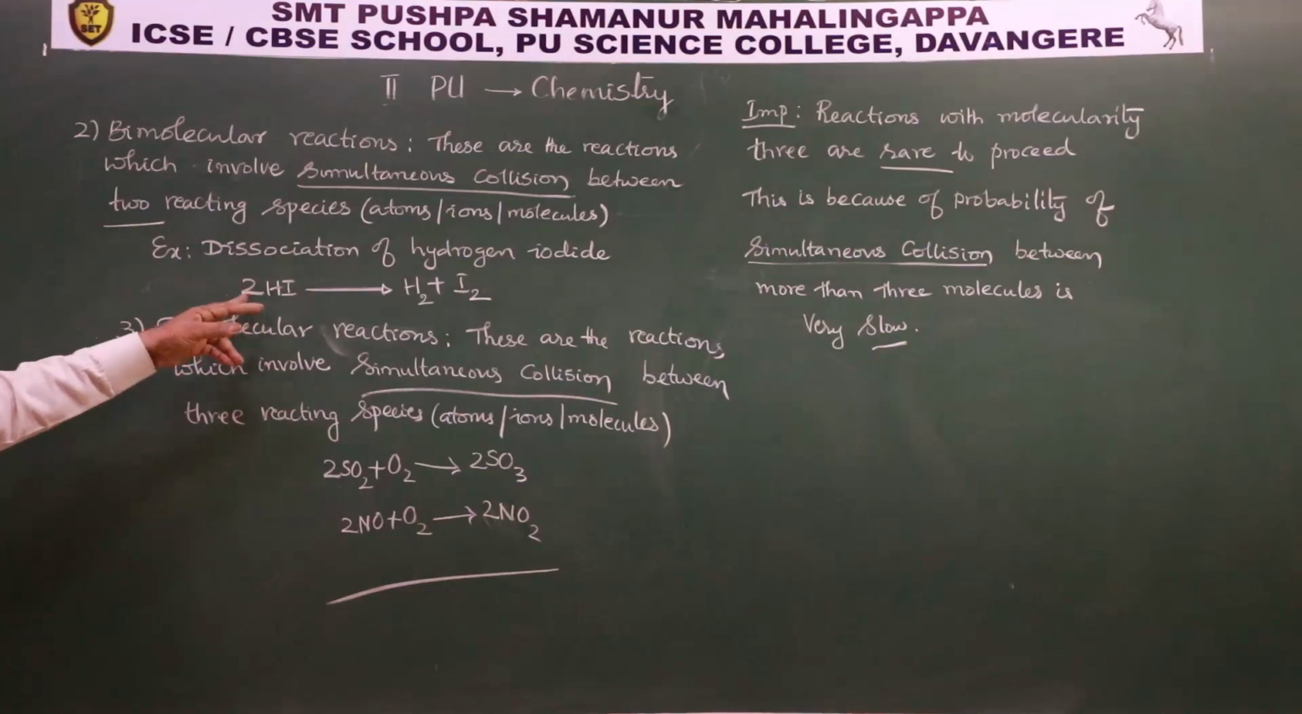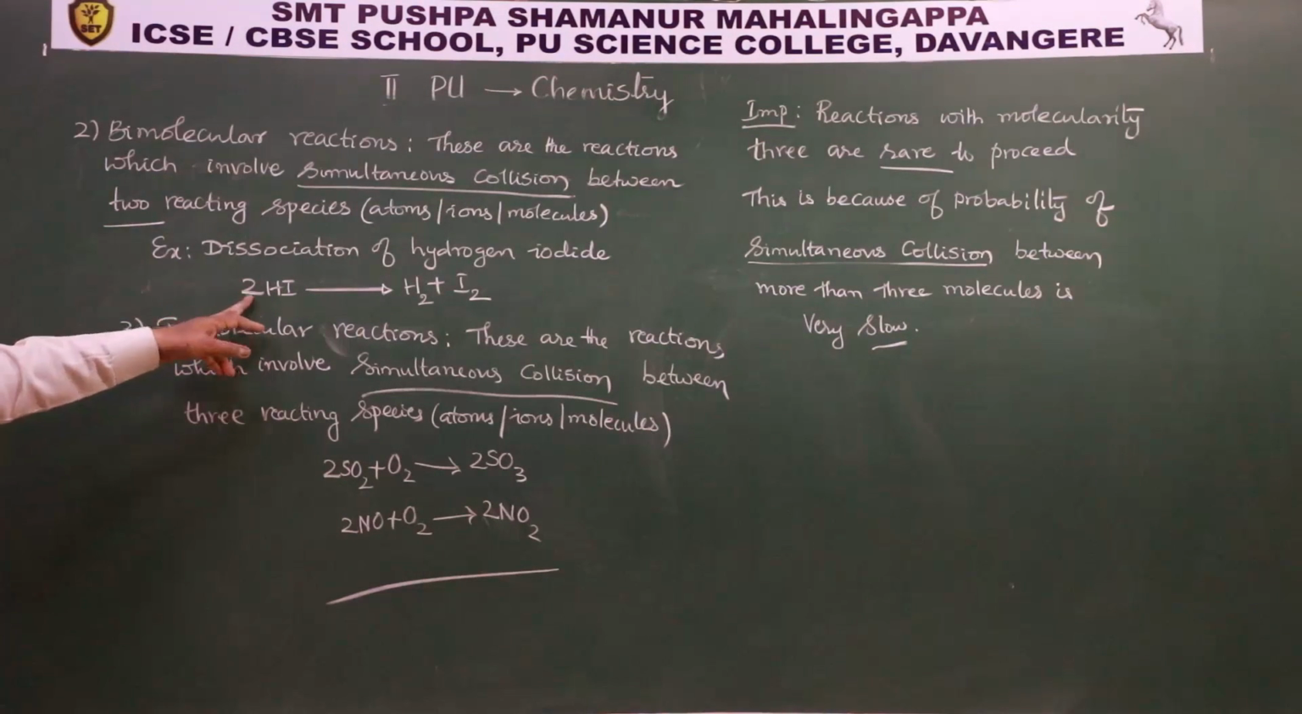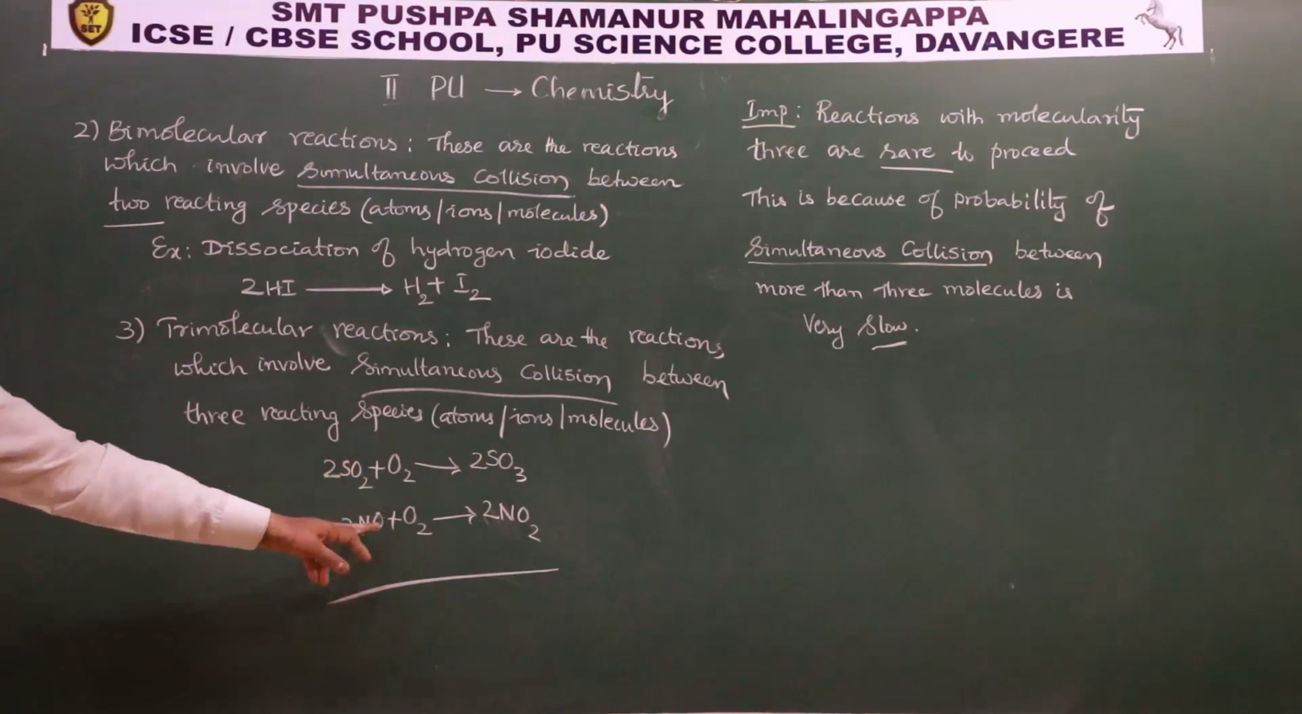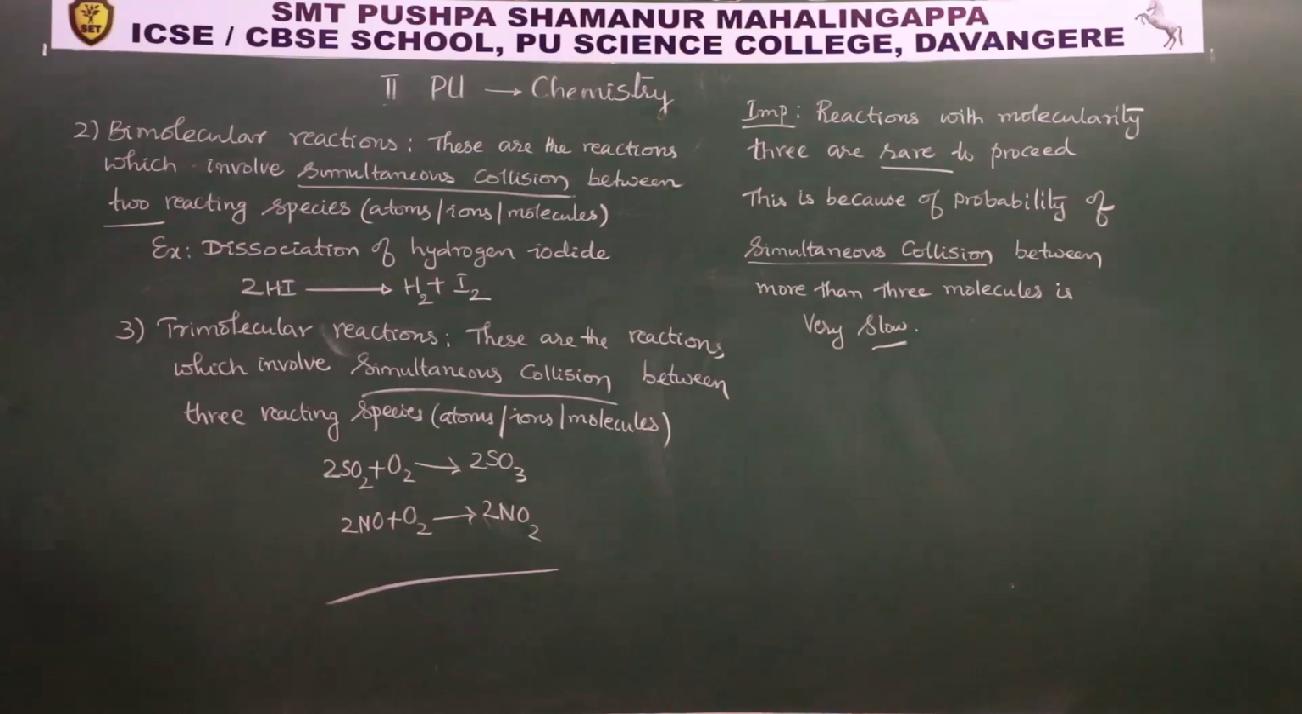How to identify? Just identify the coefficients. If it is 2, it is bimolecular. If we add, 2 plus 1 is 3, that is a trimolecular reaction. Thank you.